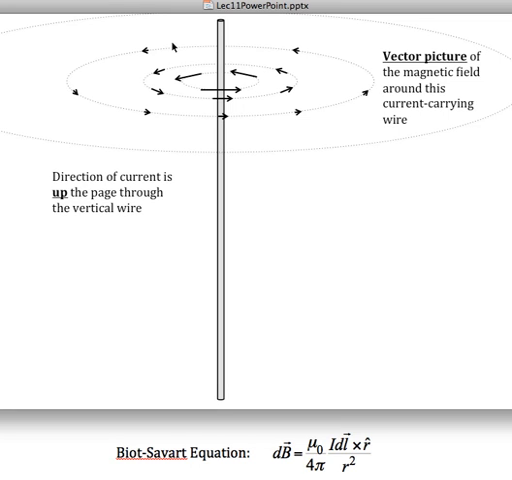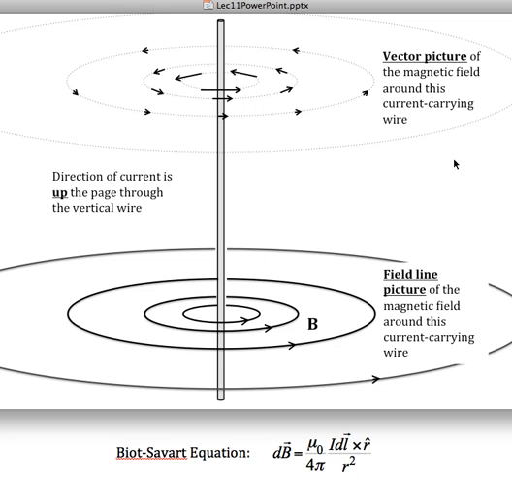It continues around. If you are to the left of the wire, way over here, then the magnetic field is out of the screen, and then it comes back again. So this is a bunch of magnetic field vectors. Everywhere along this wire, there are magnetic field vectors circling around it. This was a magnetic field vector picture of the magnetic field.